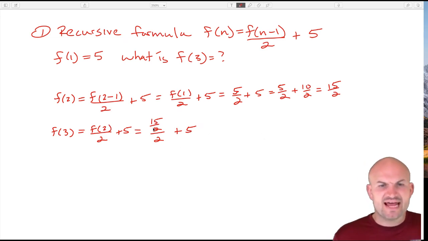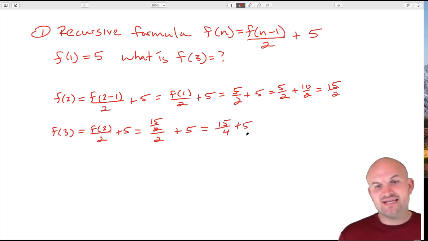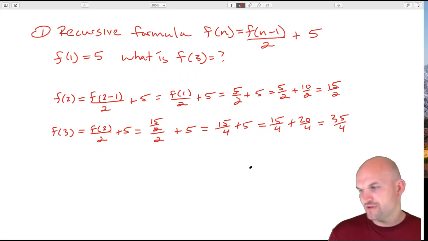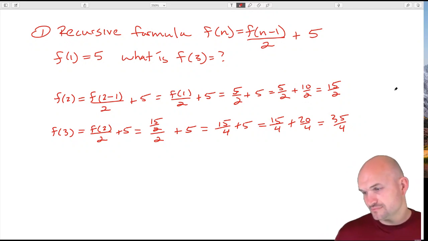So therefore I have 15 halves divided by 2. Again, dividing by 2 is the same thing as multiplying by the reciprocal. So that's going to really be 15 fourths plus 5. Now I can add them. I can change the 5 to have a denominator of 4, so I'd multiply by 4 over 4. So this would be 15 fourths plus 20 over 4, which equals 35 over 4. So therefore f of 3 is going to equal 35 over 4.